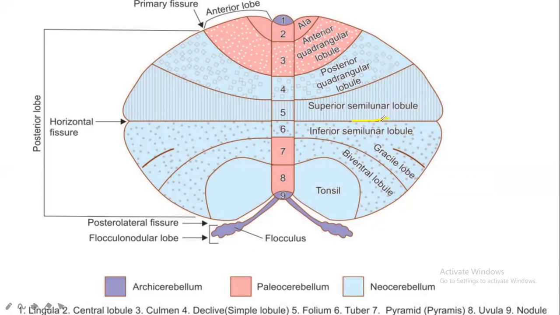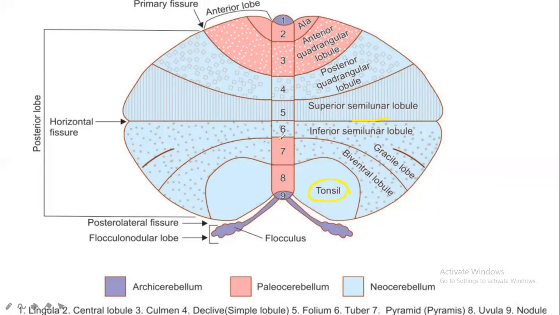For the inferior surface, we have the inferior semilunar lobule, the gracile lobule, the biventral lobule, and the tonsil. But what I want you to understand is we have a tonsil inferiorly, for this is seen when it comes to tonsillar herniation. And these are the parts of the vermis. Here we see the nodule. Here we appreciate what we call the uvula. Also seen from the anterior view.